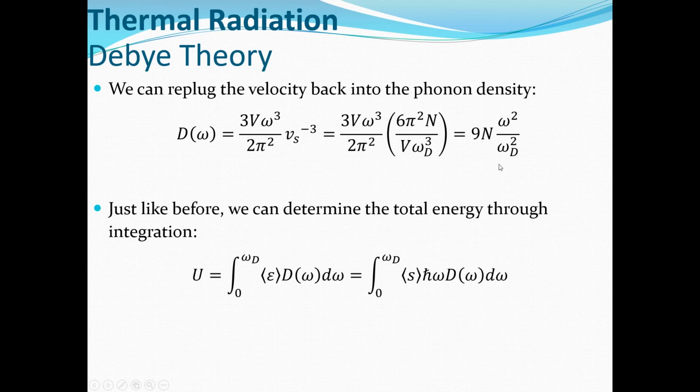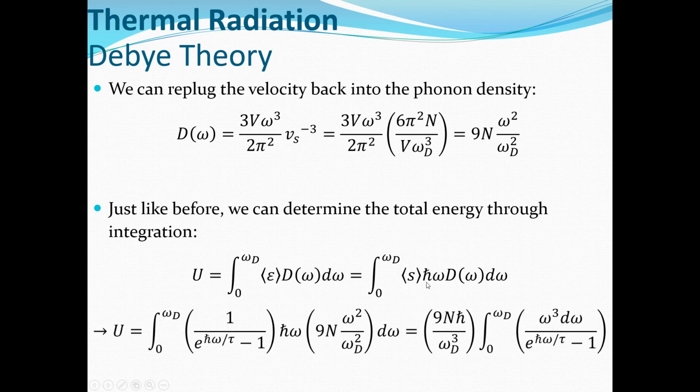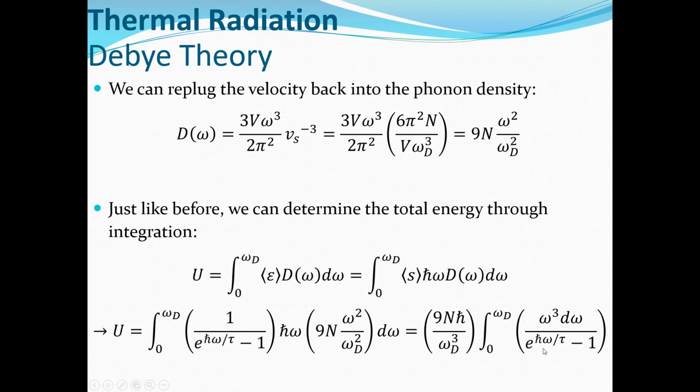We can use this just like before, by integrating the average energy to find the total energy. Again, going from 0 to the cutoff frequency, plugging in, again doing a lot of the same steps that we've done before. We can get rid of the Debye frequency, and we're just left with this stuff. Again, you should know how to integrate this, because we can do an x substitution for this.